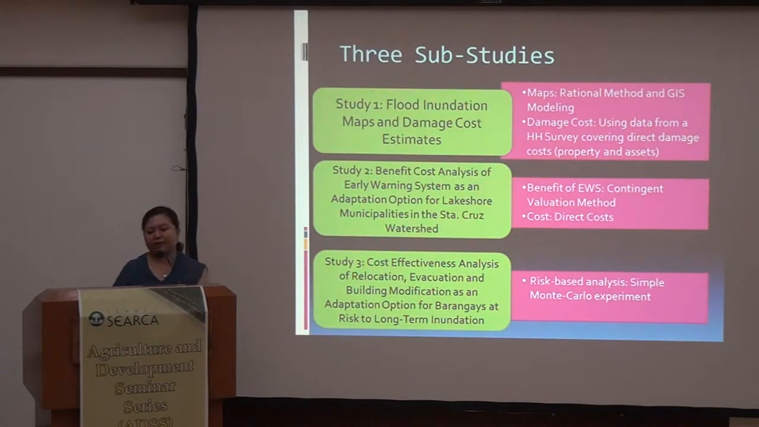For the BCA of the early warning system, to estimate the benefit, what we used was the contingent valuation method. Later on, I will discuss this approach further. It is a stated preference technique to elicit willingness to pay of households so that we're able to estimate the benefit of the project. For cost-effectiveness analysis, we used a simple Monte Carlo risk-based evaluation.